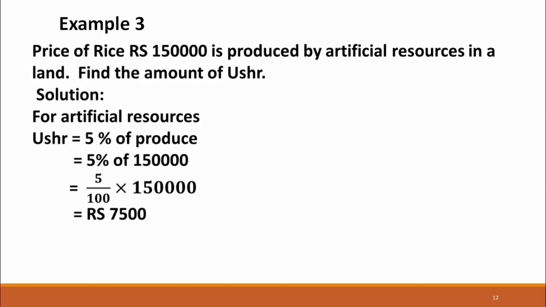So the ushr rate is 5%, and 5% of the total 1,50,000. The amount of ushr is 5% of 1,50,000, meaning 5 divided by 100 multiplied by 1,50,000. After simplification, we obtain 7,500 rupees as the amount of ushr when the land produces 1,50,000 rupees of products and is irrigated by artificial resources.